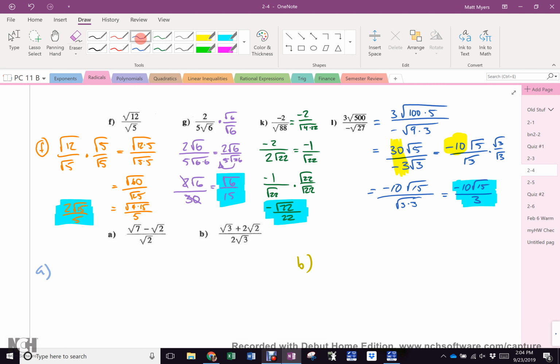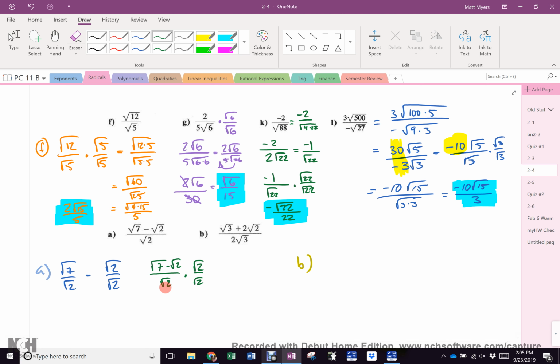The first step is either root 7 over root 2 minus root 2 over root 2, and then simplify each one. Or root 7 minus root 2 over root 2 times root 2 over root 2, and you distribute and simplify later. Both are equally effective and will get you to the right answer. Okay? You choose.